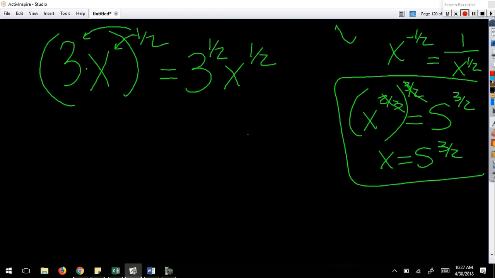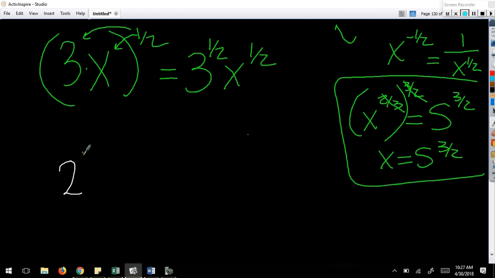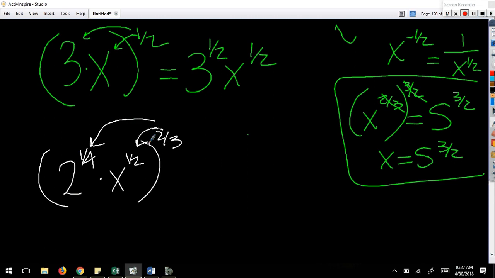What if I had some things here? Let's say 2 to the 1/4 times x to the 1/2, raised to the 2/3. So what if they're in parentheses and they already had some exponents hooked to them? I do that to both of them, but then what do I do with those exponents? In other words, what's 2 to the 1/4 with the 2/3 on it?